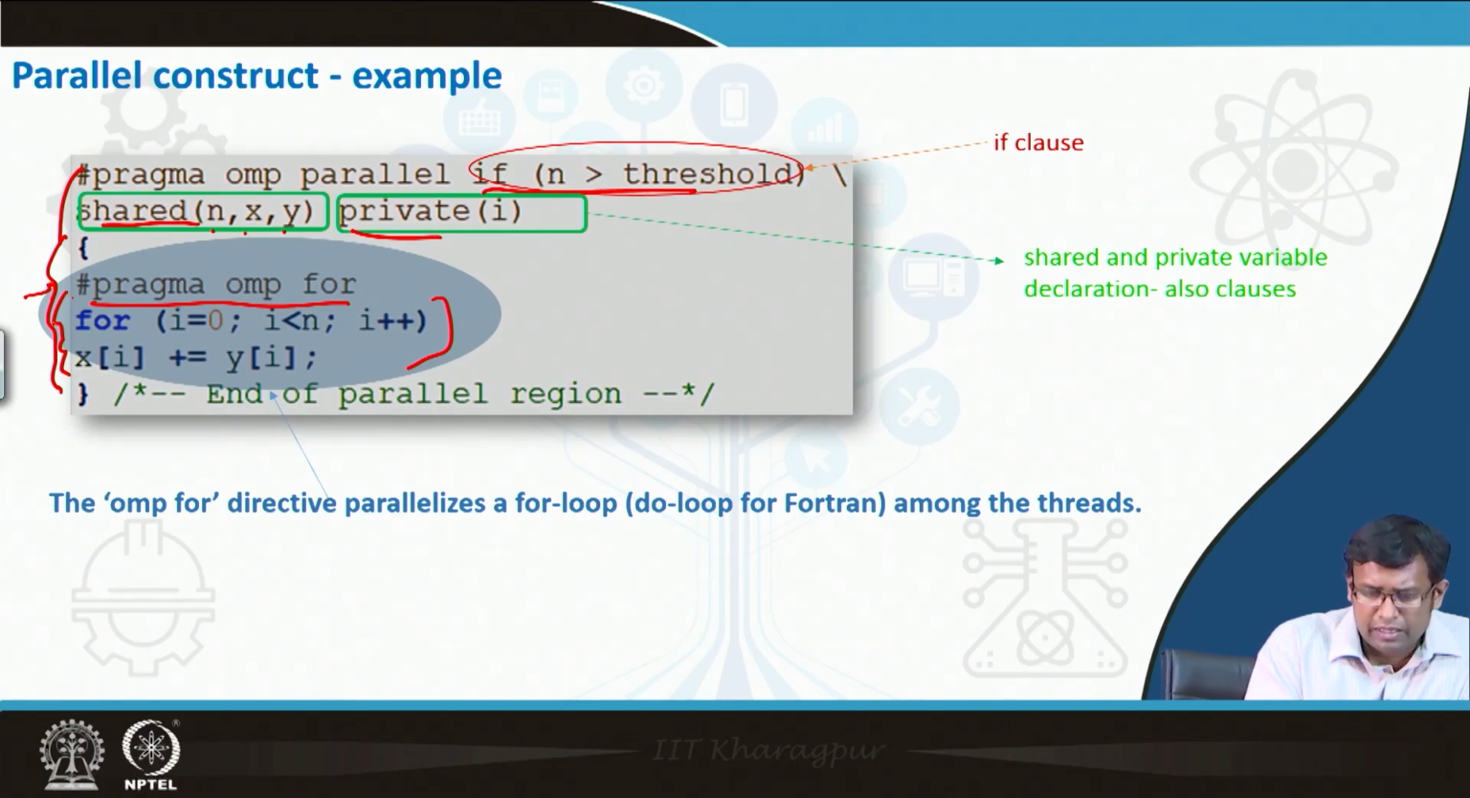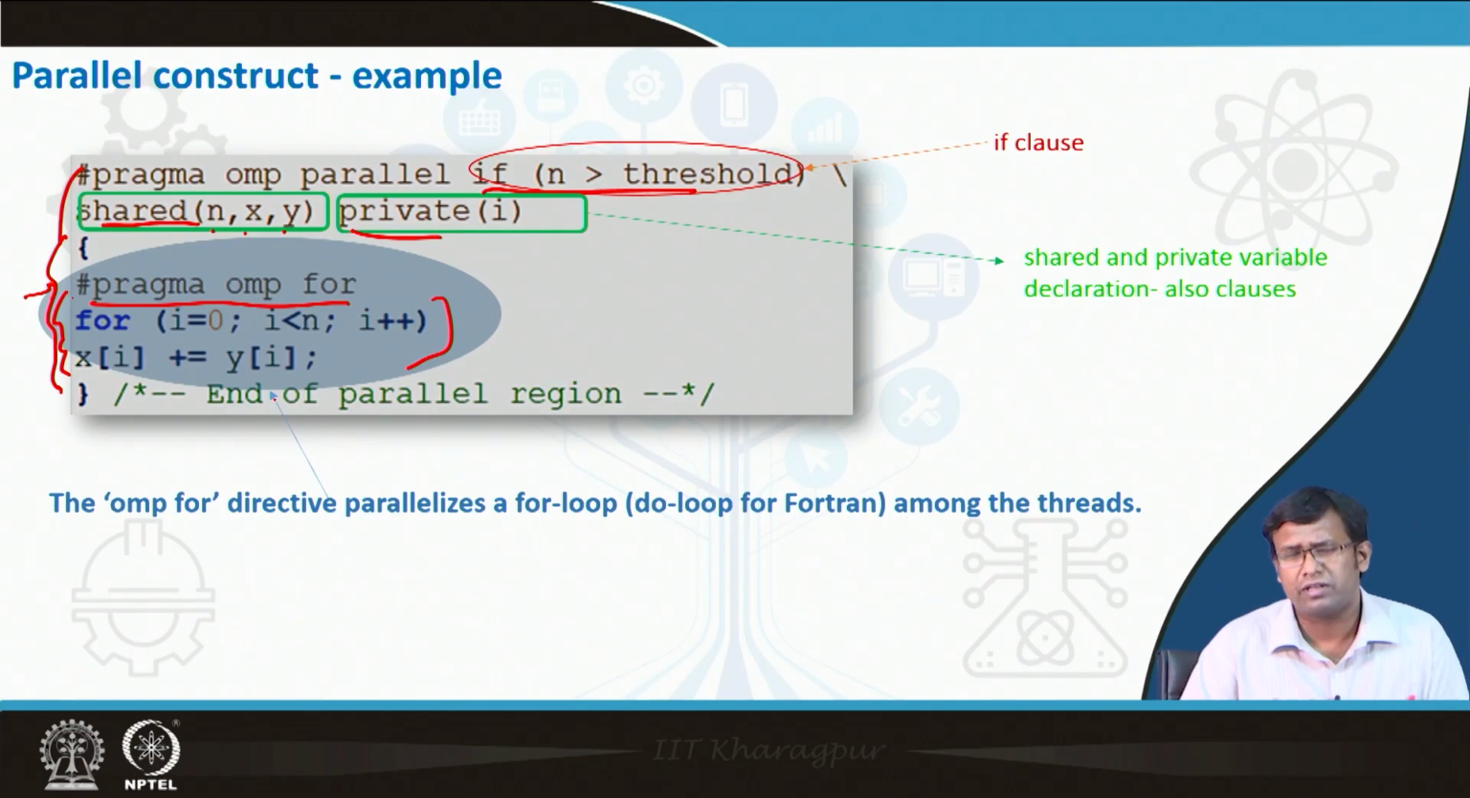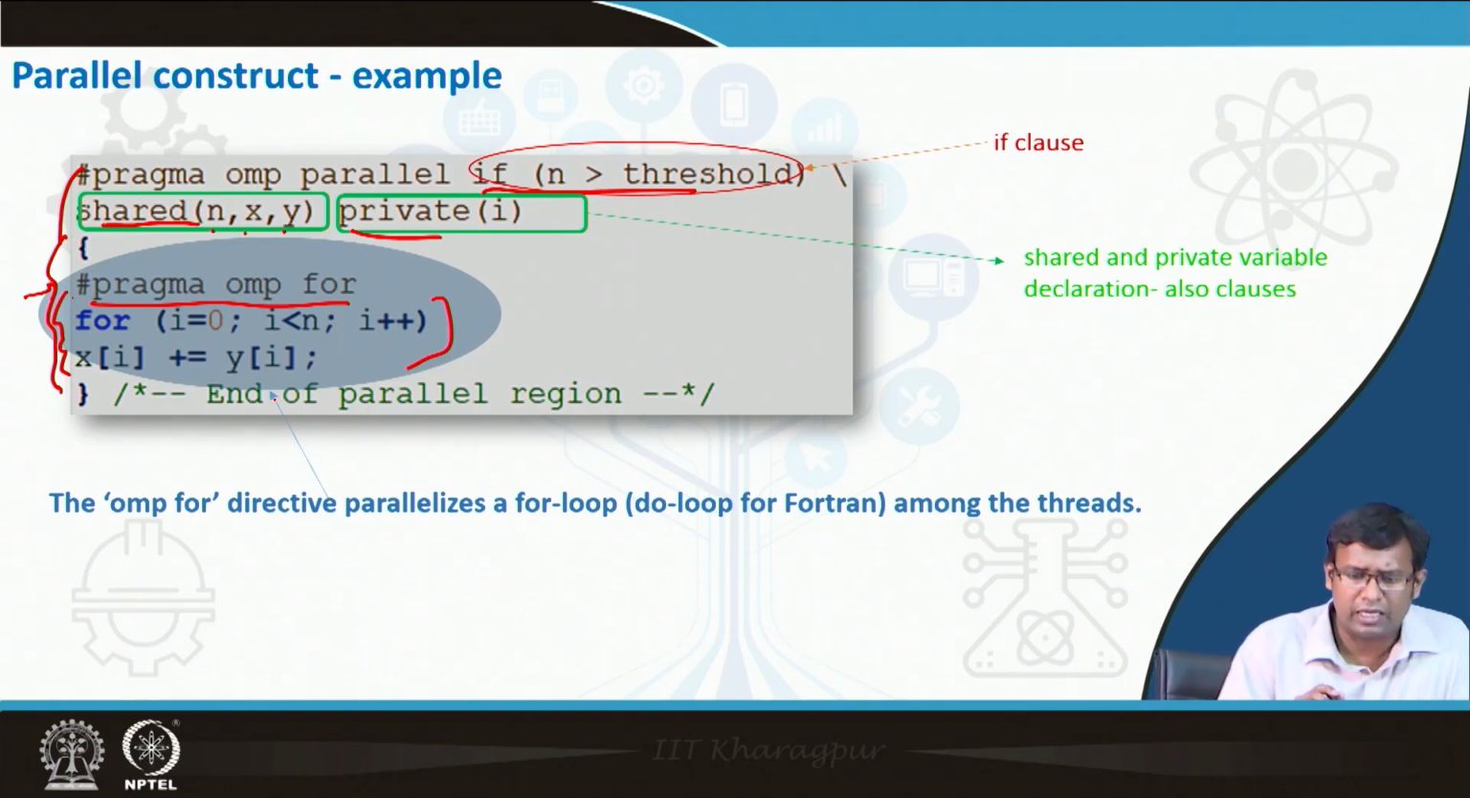And the omp for will parallelize a for loop, or if it's omp do in Fortran, a do loop, among the threads. That means that there are total n iterations.